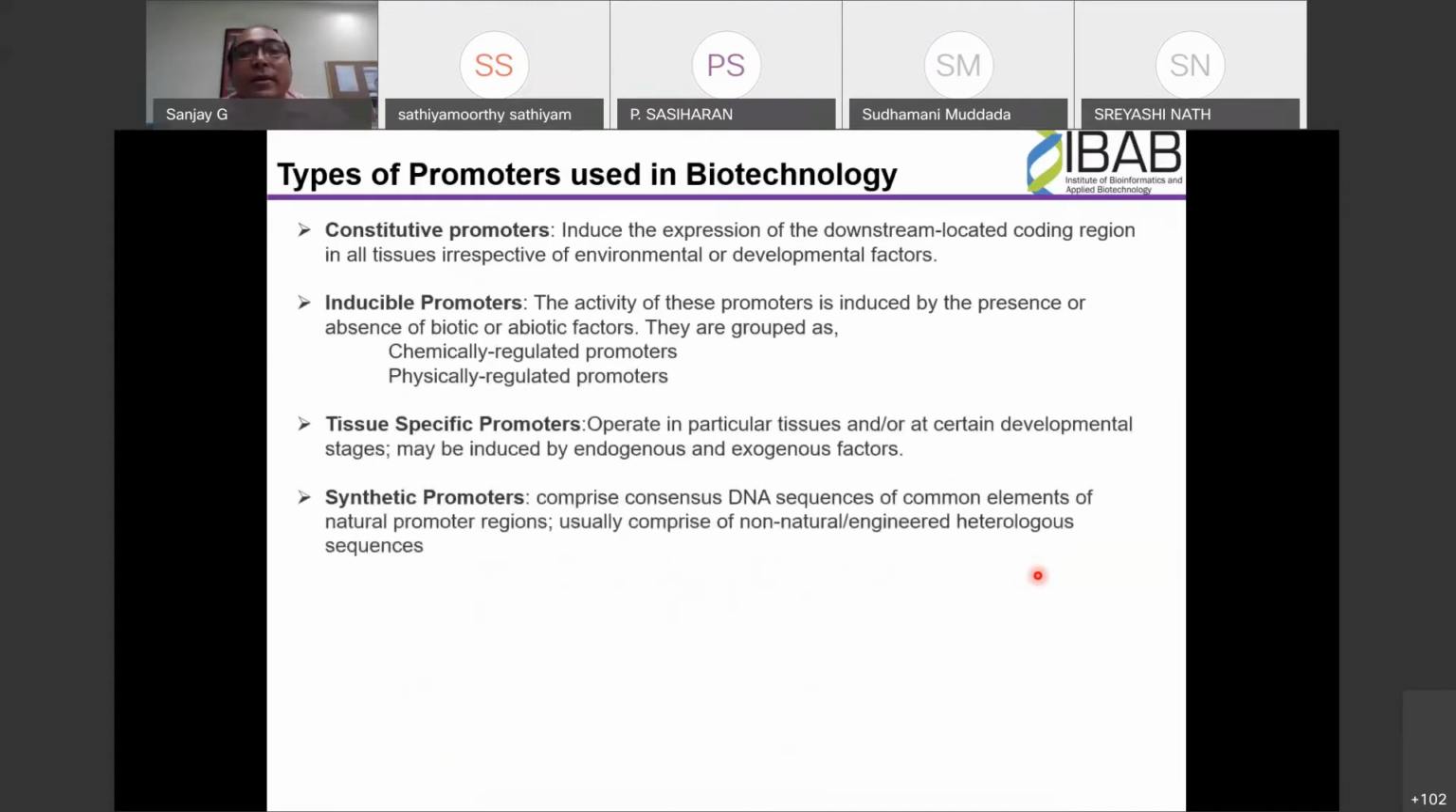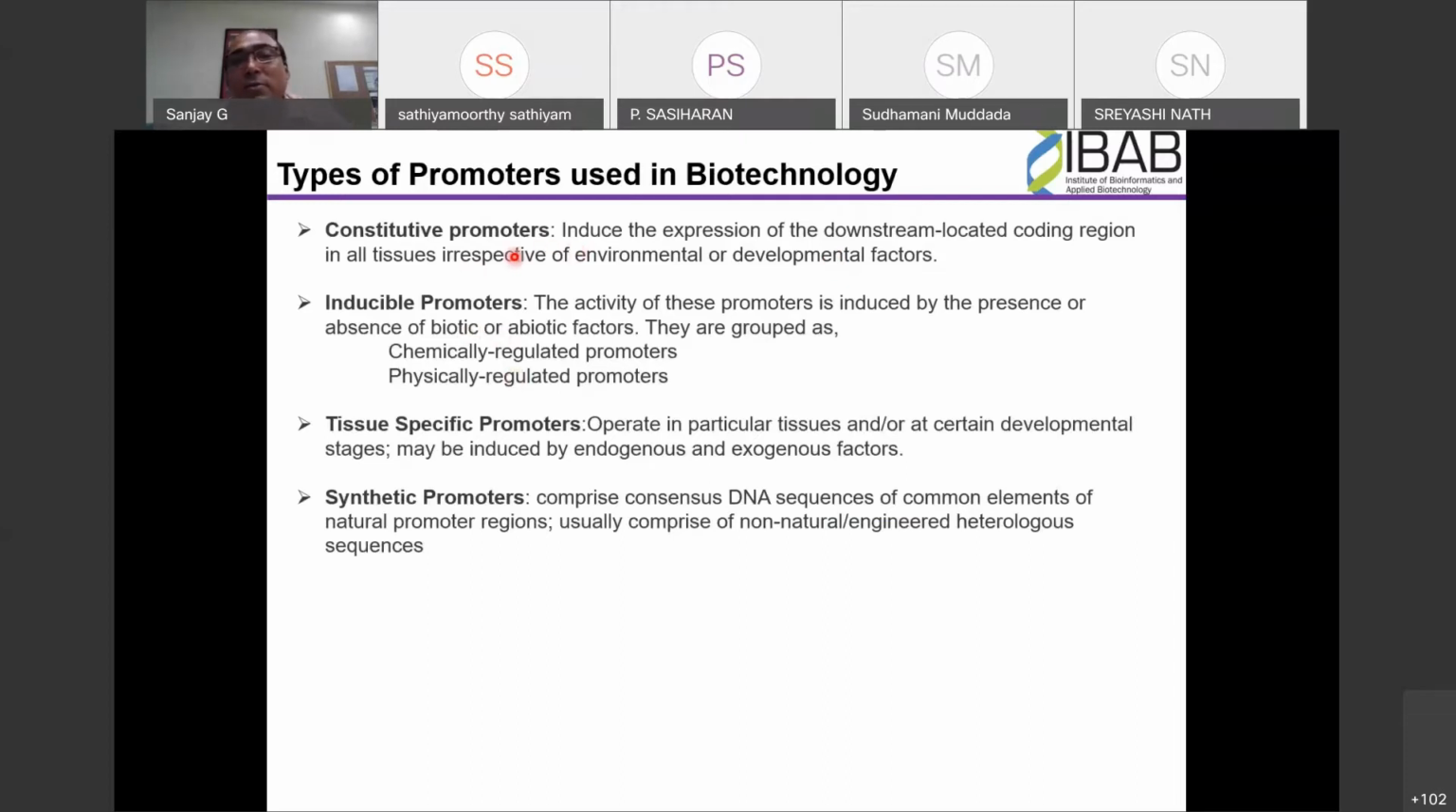Now, what are the different types of promoters? Why it is important to know is because the heart of most gene expression systems in synthetic biology or otherwise depends on promoters. Whether we want to overexpress a protein, or whether we want to control the expression of a gene, they are determined by promoters only. So these promoters are of different types. As you might know, I'll just quickly go through it.